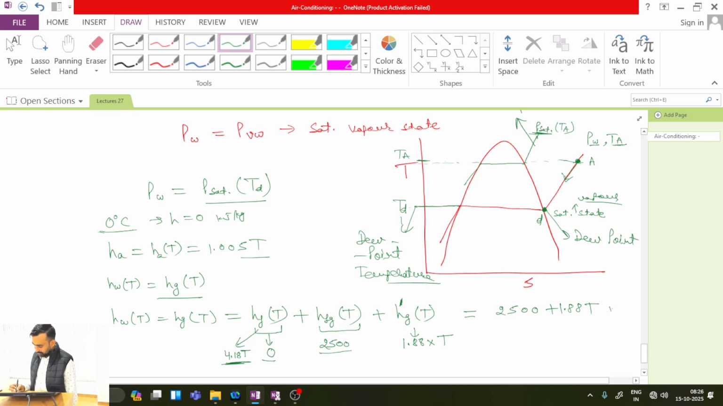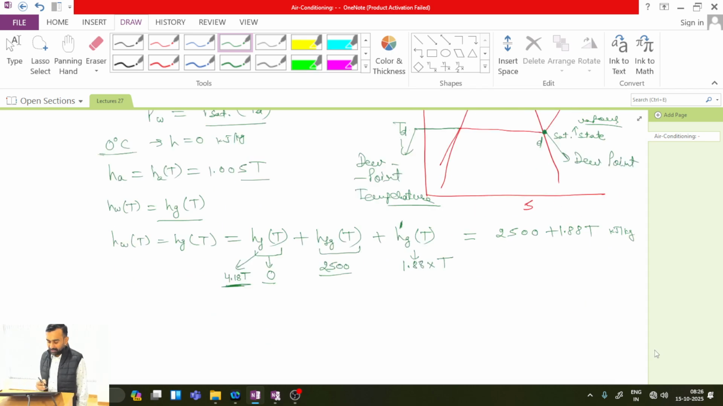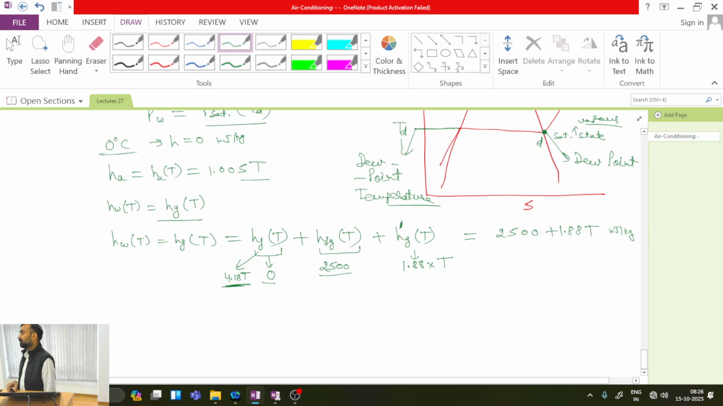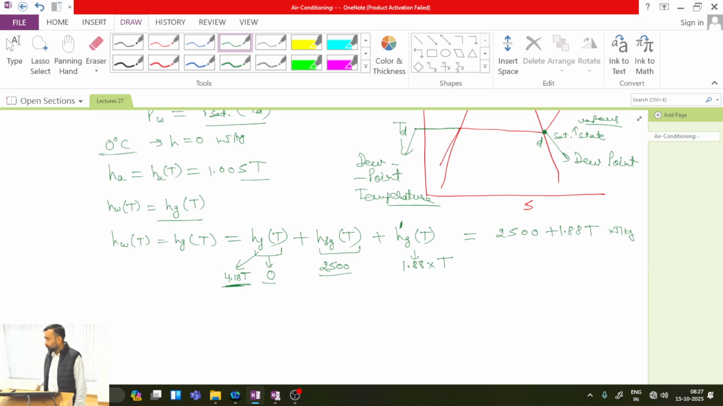So this is my enthalpy of water in kilojoule per kg. Now, what will be the enthalpy of moist air? The enthalpy of moist air will be the content of water vapor times the enthalpy of water vapor, plus the content of dry air times the enthalpy of dry air. Is this one clear?